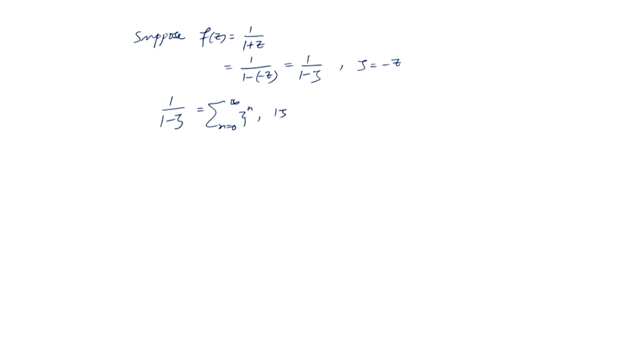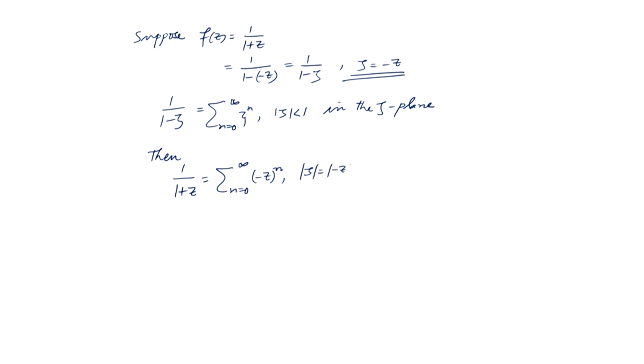where mod of zeta is less than 1, in the zeta plane. In the zeta plane, 1 over 1 minus zeta is equal to sigma n = 0 to infinity zeta to the power n, where mod of zeta is less than 1. So, using the transformation zeta = minus z, 1 over 1 plus z is equal to sigma n = 0 to infinity (minus z) to the power n, and mod of zeta is equal to mod of minus z less than 1.